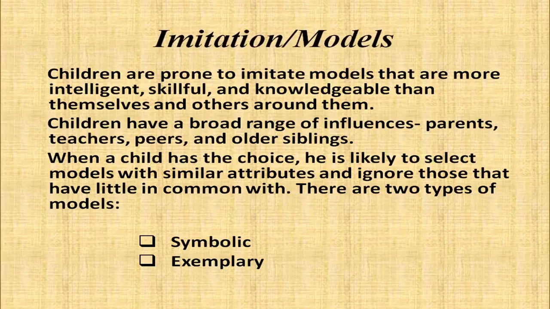Now we will discuss models. Children are prone to imitate models that are more intelligent, skillful, knowledgeable than themselves and others around them, from whom they feel influenced. Children have a broad range of influences. They get influenced by parents, their teachers, peers and older siblings or classmates. When a child has the choice, he is likely to select a model with similar attributes and ignore those that have little in common with him. There are two types of models, symbolic and exemplary.